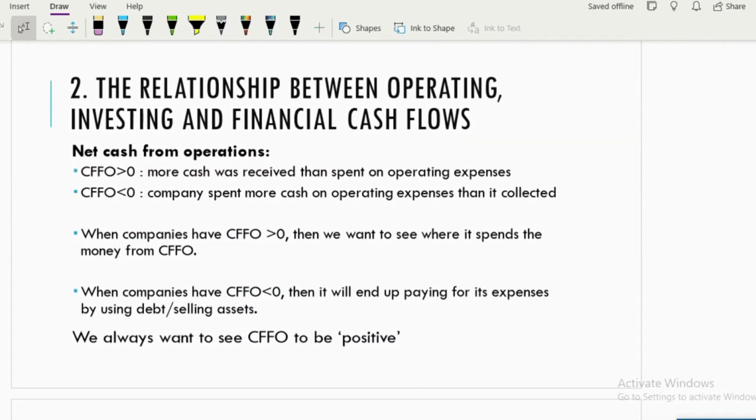Now what do we want exactly? The relationship between the operating, investing and financing activity. What makes companies good if we compare their investing, operating and financing activities? So cash flow from operating activities, if it is greater than 0, meaning if it is positive, it means that operations has provided us more cash, we received more cash than we spent. If it is less than 0, meaning if it is negative, it means that the company has spent more cash on its operations than it has collected.